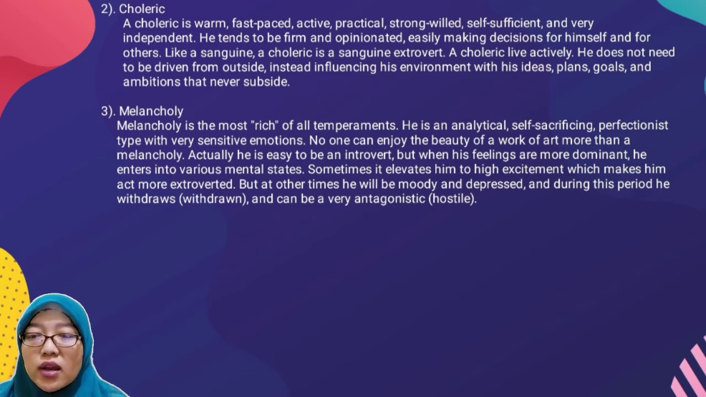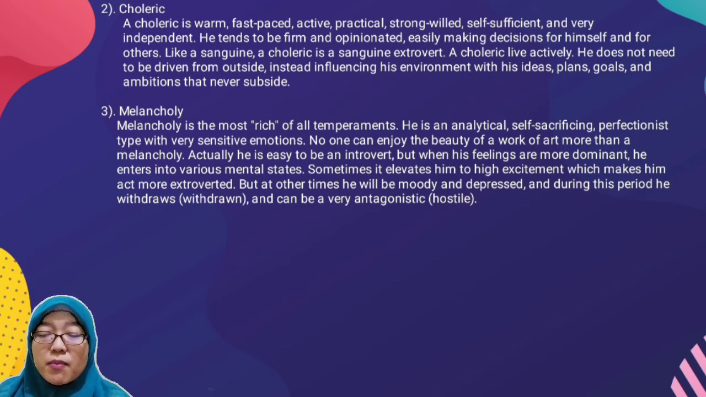Okay, next is choleric. A choleric is warm, fast-paced, active, practical, strong-willed, self-sufficient, and very independent. He tends to be firm and opinionated, easily making decisions for himself and for others. Like a sanguine, a choleric is an extrovert. A choleric lives actively. He does not need to be driven from outside. Instead, he influences his environment with his ideas, plans, goals, and ambitions that never subside.